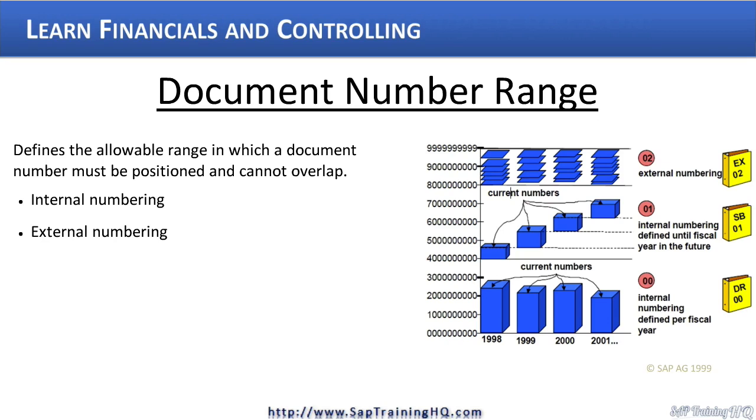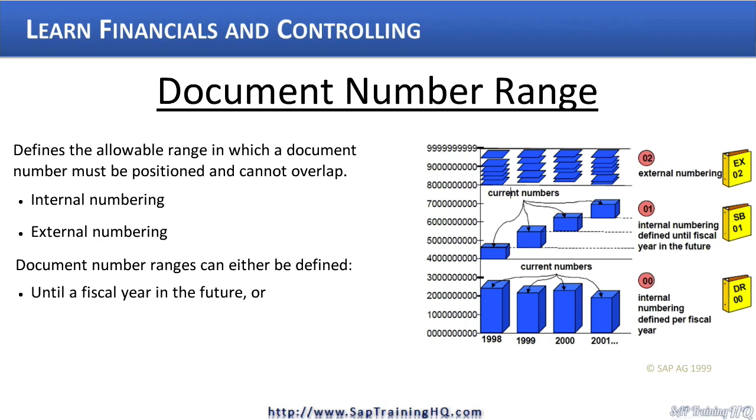The document number range has to be defined for the year in which it is being used. Document number ranges can be either defined until a fiscal year in the future or for each fiscal year. In the first case, at the beginning of each fiscal year, the system continues to take the next number after the current number. It does not restart at a lower value. In the second case, when the document number ranges are defined per fiscal year, the document numbering starts again at the lower limit. This helps to avoid reaching the upper limit of a range.